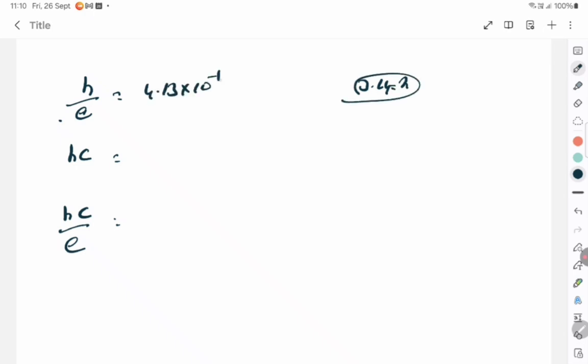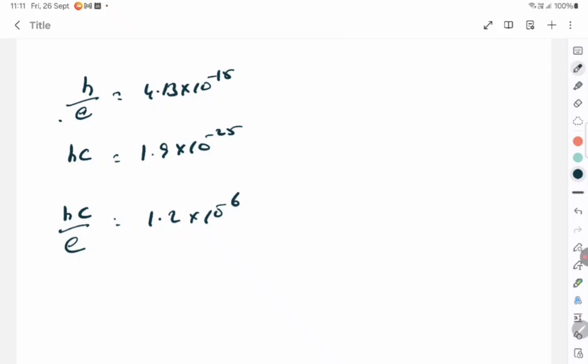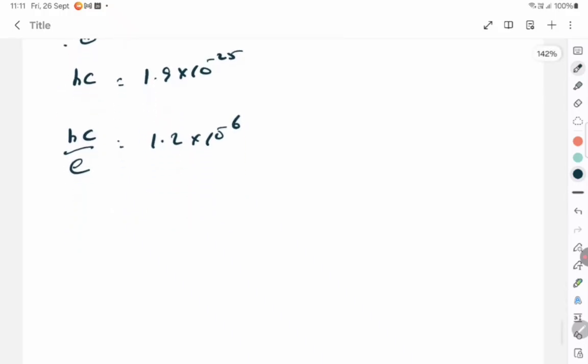4.13 into 10 to the power minus 15. That is sorted. h into c by e is 1.2 into 10 to the power minus 6. I remember it as 6 to 12, something like that. And hc is 1.9 into 10 to the power minus 25. If you remember these values, it becomes very, very easy to do the sum.